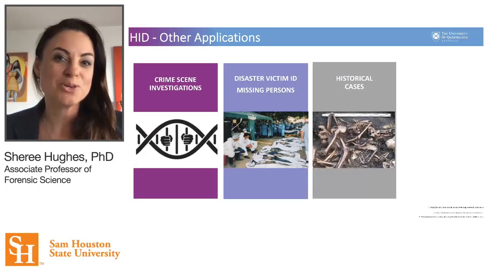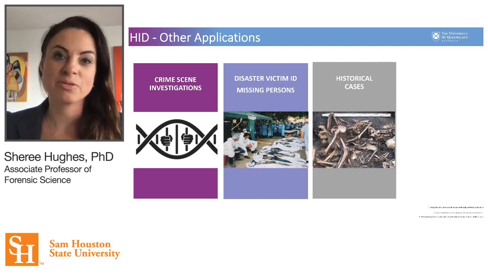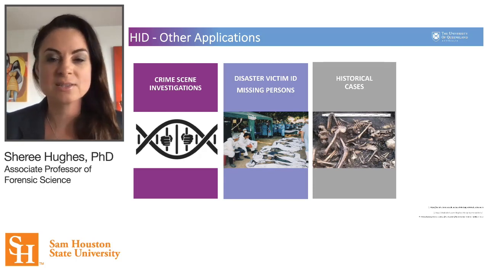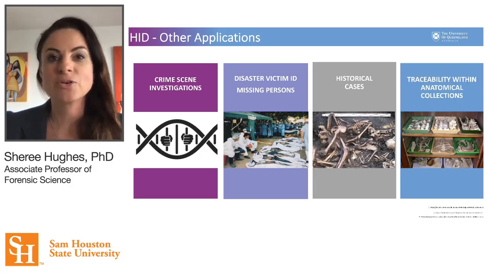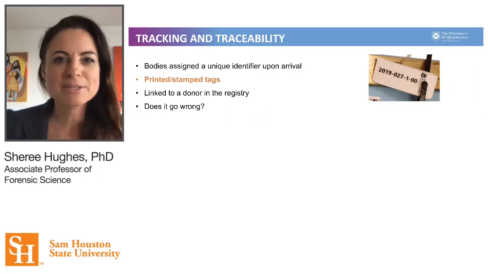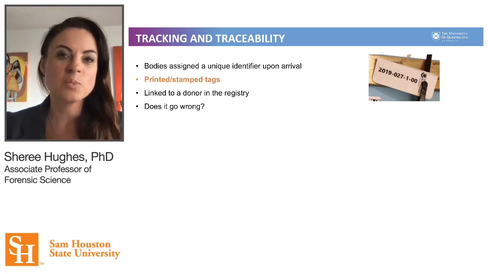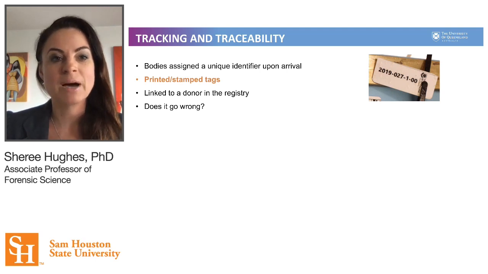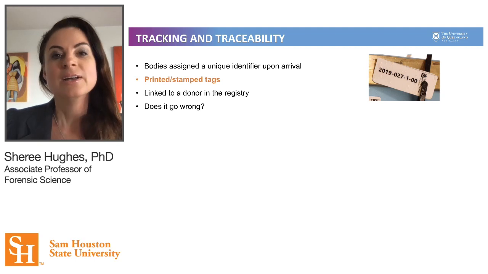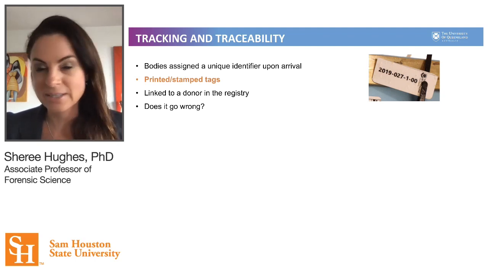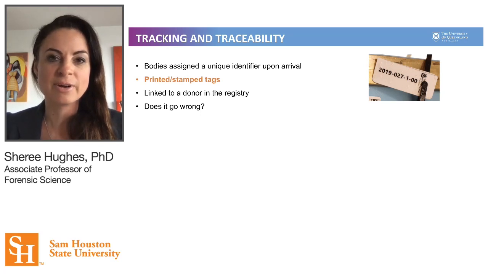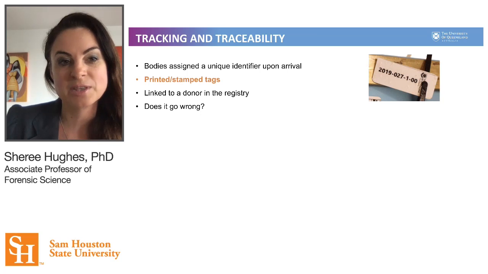So of course our HID tools could be used for multiple applications. Everything from our routine forensic casework and crime scene investigations through to missing persons cases and mass disasters, solving historical cases, and something a little bit different: using HID for improving the traceability and tracking of specimens within an anatomical collection. So usually what happens in a body donor program is that when bodies are received, they are assigned a unique identifier and tagged upon arrival. Then those bodies go through the embalming process, and when they are housed and used for research and teaching, they are dissected and separated into various areas and containers. So of course the isolated organs are tagged, and this identifying number is then associated with that original donor within a registry.